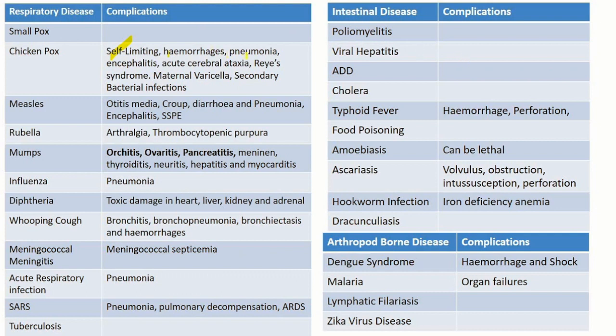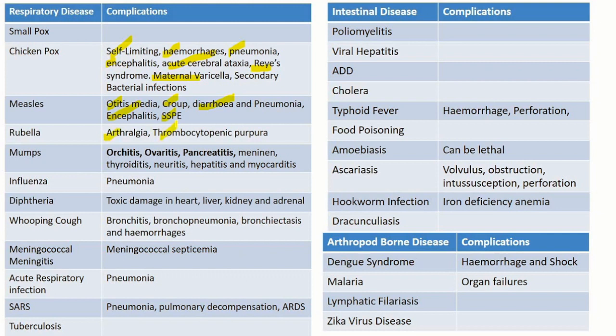Here, the complications will be due to pneumonia or septicemia or multi-organ failure. So here, hemorrhages, pneumonia, encephalitis, acute cerebral ataxia, Reye's syndrome, maternal varicella, secondary bacterial infections. Measles, it presents, complications will be otitis media, croup, diarrhea and pneumonia, encephalitis, and SSPE, that is subacute sclerosing panencephalitis.